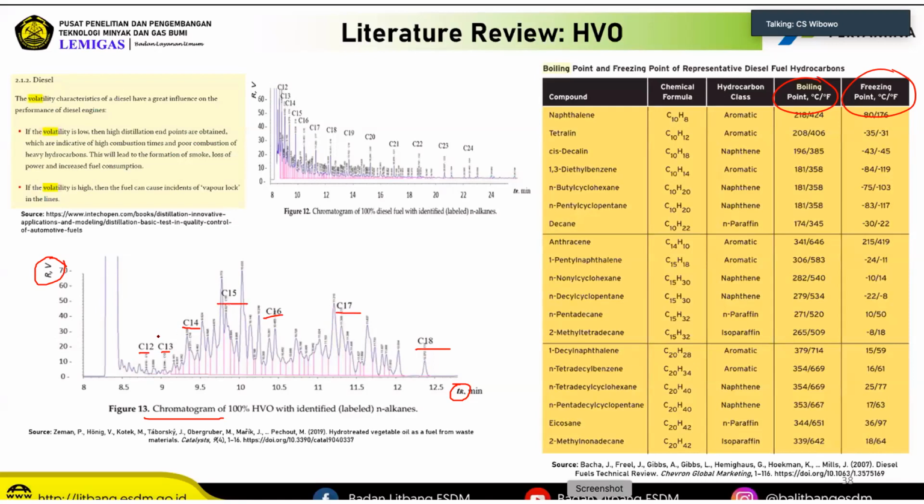So in here, we can see that the 100% HVO consists of the C12 until C18. So if we have a look through the tables, I think there is no C12 until C18. So we can have a look through other references, and we can find, for example, the characteristic boiling point or freezing point from each of the compounds displayed based on the chromatography techniques.